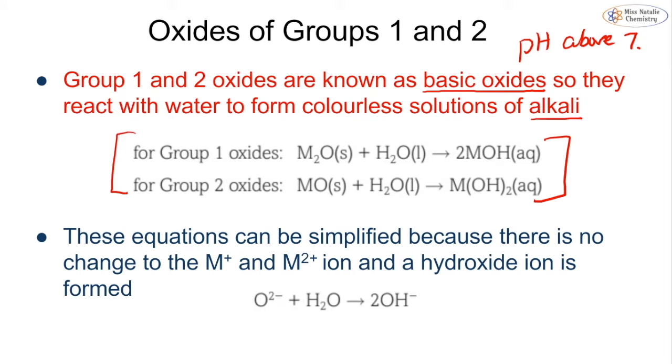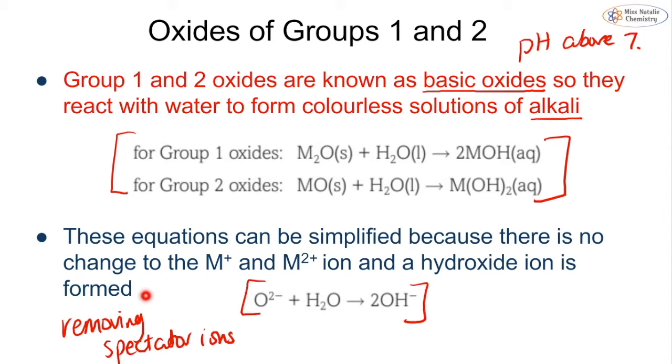Okay, and we can actually simplify these by removing the spectator ions and have just the ionic equation where we have our oxide ion reacting with the water to form 2 hydroxides, because you can see that we have no change in our oxidation number or the charge on our ion. It still is 1 plus for group 1 and 2 plus for group 2.